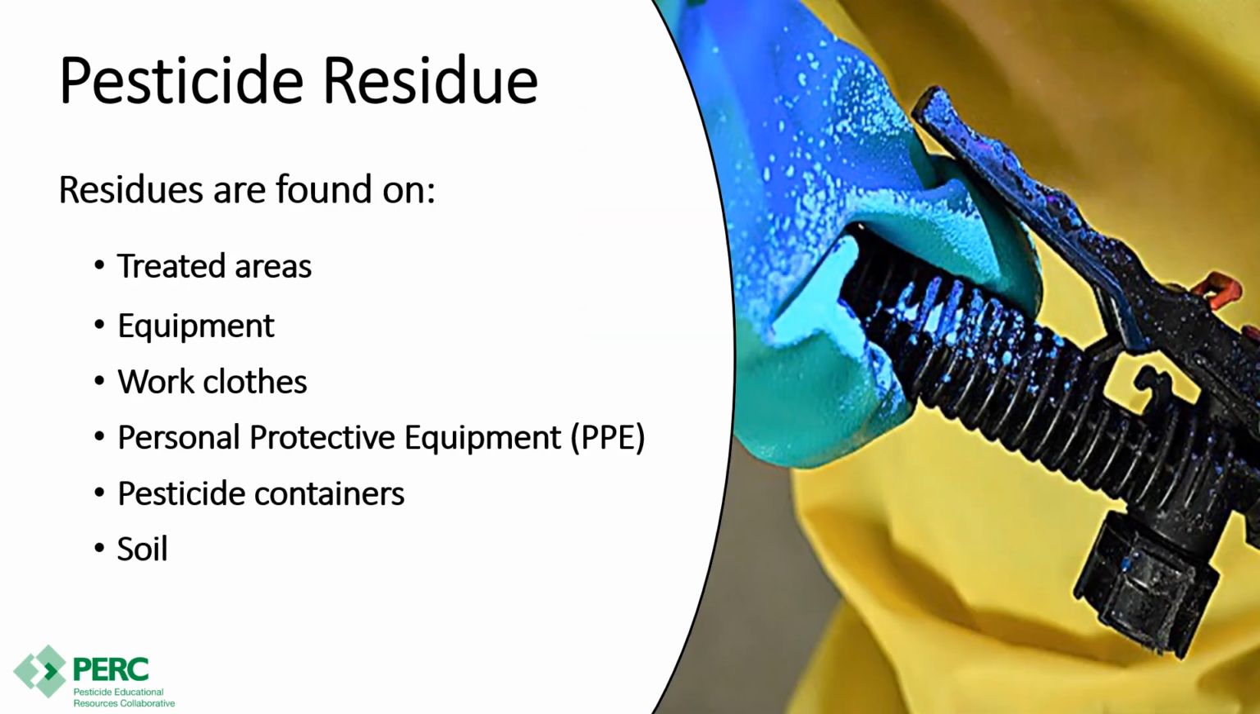Pesticide residue is found where pesticides were applied, such as on treated plants, structures, and on equipment used to make pesticide applications. Pesticide residue is also found on dirty work clothes, used personal protective equipment, PPE, empty pesticide containers, in areas used for storing and mixing pesticides, and in the soil.